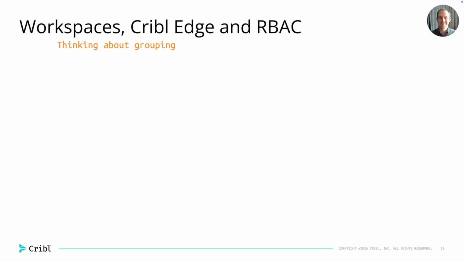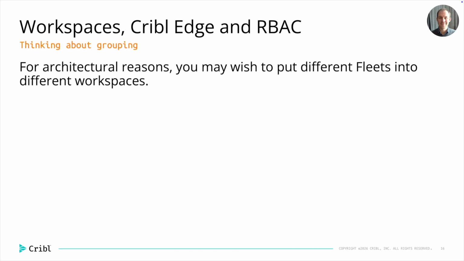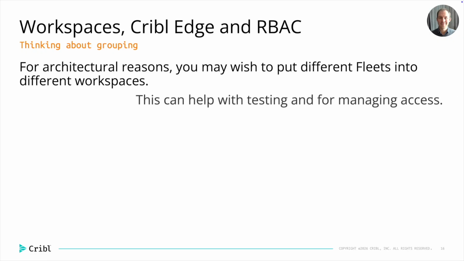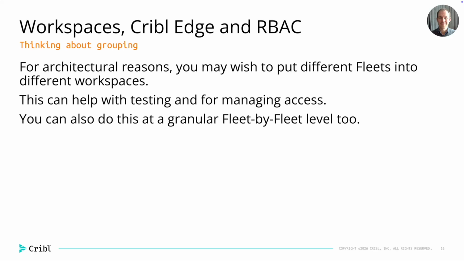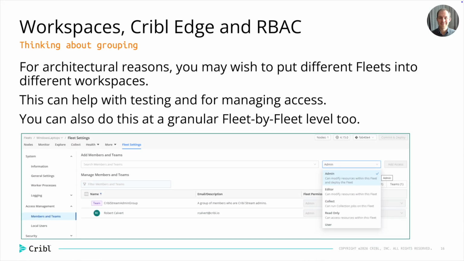The next thing to think about are workspaces and role-based access control. There are a few circumstances under which you may wish to put different fleets into different workspaces. This can be useful for testing, for example, any changes to mapping rule sets, but also for managing access as well. If you are managing access, you can do this at a fleet-by-fleet level, in addition to any workspace level controls you are applying. To do this, go to the Fleet Settings option, go down to Access Management and view the Members and Teams option. At this point, you can grant additional levels of access to people within your organization to meet your specific requirements.